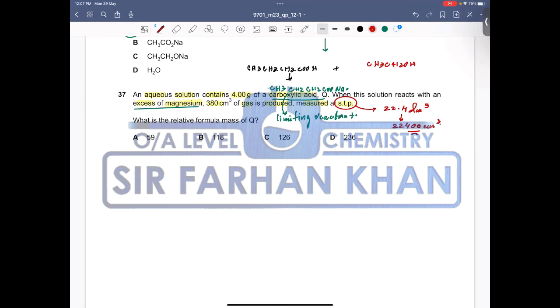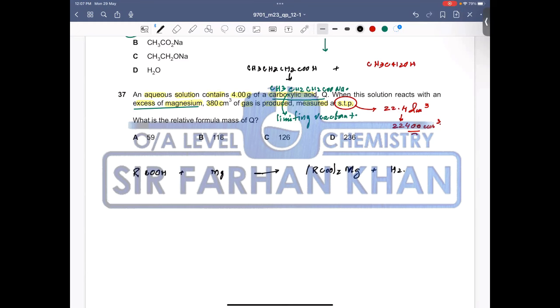So first of all, we have a carboxylic acid. We don't know the structure of that, so let's suppose we have RCOOH. It is reacting with magnesium, converting into salt, which is this, and hydrogen gas. Now we know the volume of hydrogen gas.